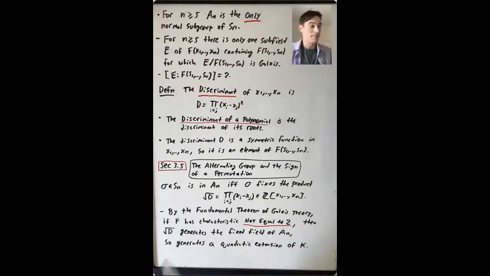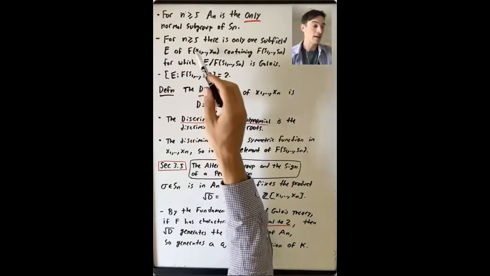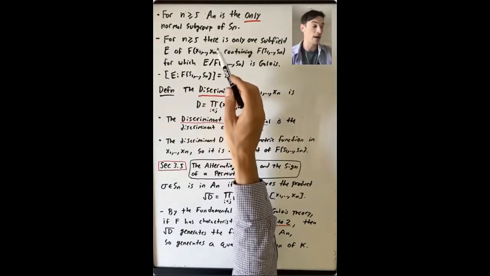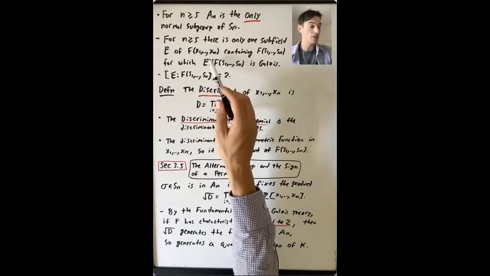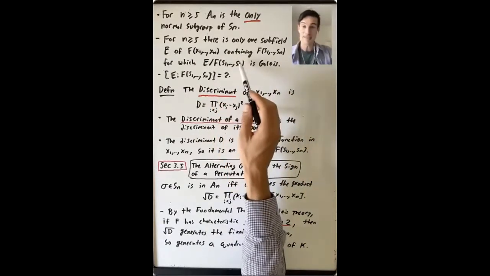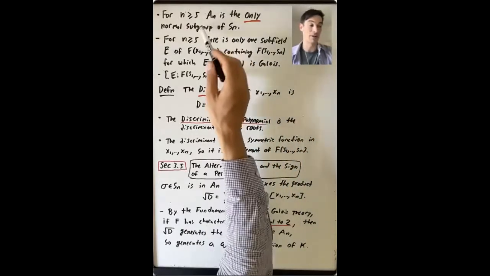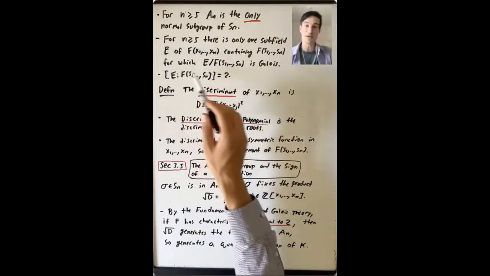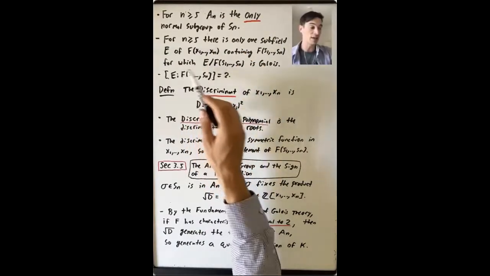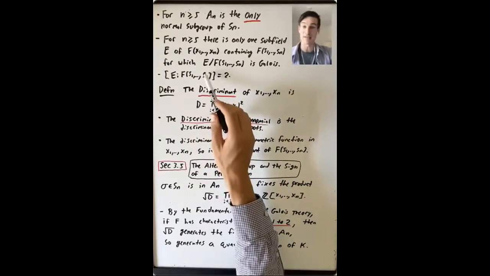Okay, so what does this mean? For n at least 5, there is only one subfield E of F adjoin x1 up through xn, containing F adjoin s1 up through sn, for which E over the base is a Galois extension. So that's because there's only the one normal subgroup. The index of that normal subgroup is 2, so the degree of this Galois extension is also 2. Where does this quadratic extension come from?